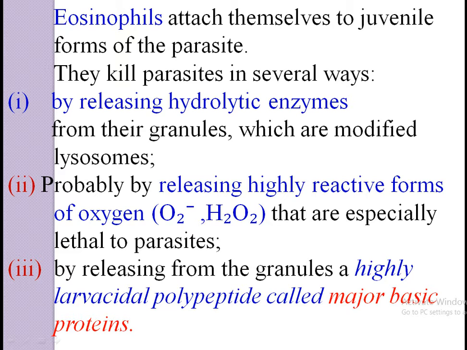As I have told you, these WBC are granulocytes. So from these granules, they release the hydrolytic enzymes, which are modified lysosomes, through which they kill the parasites. They also kill by releasing highly reactive forms of oxygen that are especially lethal to the parasites. And also from the granules, a polypeptide chain called the major basic protein can be released and destroy the parasites.